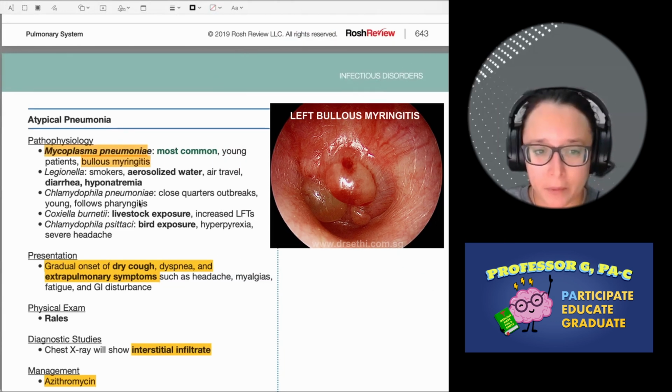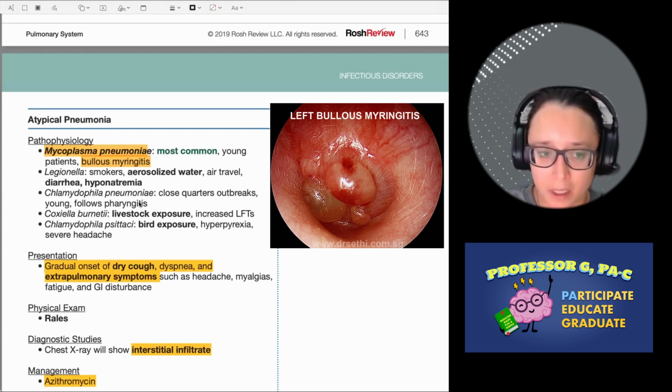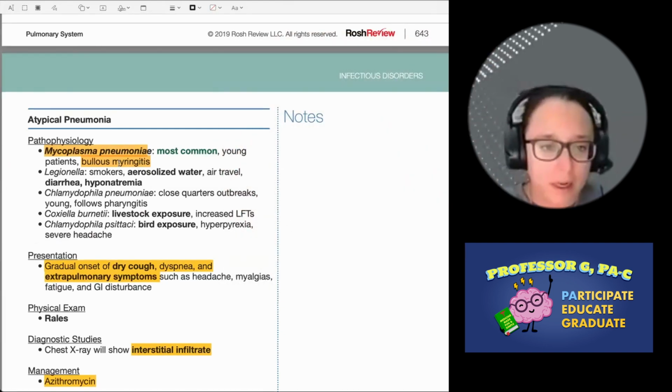Google it. They're like bullae or like blisters on the eardrum. And it looks pretty painful. And if you see that, you should think mycoplasma. It's not 100% mycoplasma that causes it. But if you see that in a vignette or you see that in real life, you should think mycoplasma. All right, again, Legionella is going to be the aerosolized waters, diarrhea, hyponatremia.